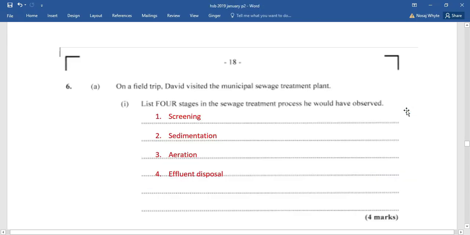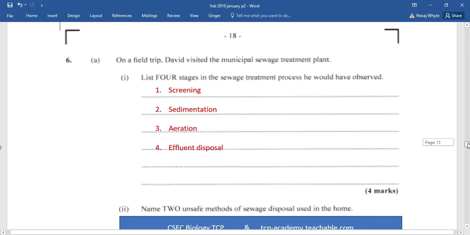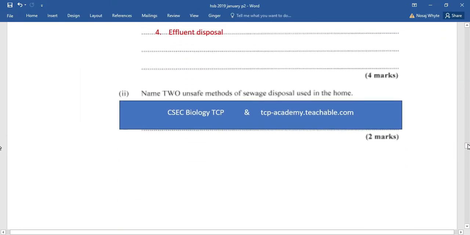It's going to be the common steps. So first, there's going to be screening, then there's going to be sedimentation, aeration, and then there's what we refer to as the effluent disposal. All right, these are the 4 likely steps, the 4 things that he should have been guided to make note of. All right, name 2 unsafe methods of sewage disposal used in the home.